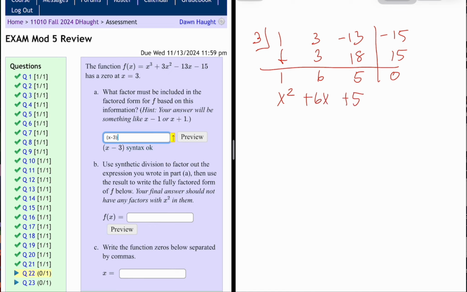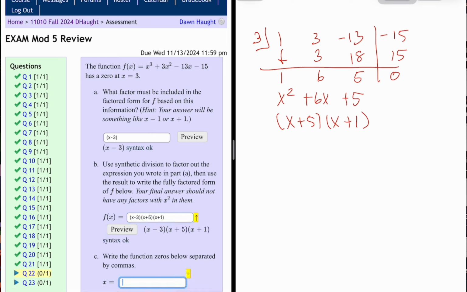Well, what multiplies to give us 5? The only ones are 5 and 1. 5 plus 1 is 6, so this is going to be x plus 5 and x plus 1, which is great. So the factored form for part B, you have to include the original factor x minus 3, x plus 5, and x plus 1.